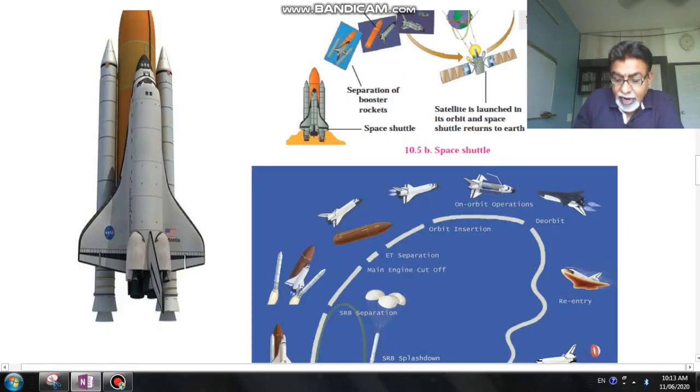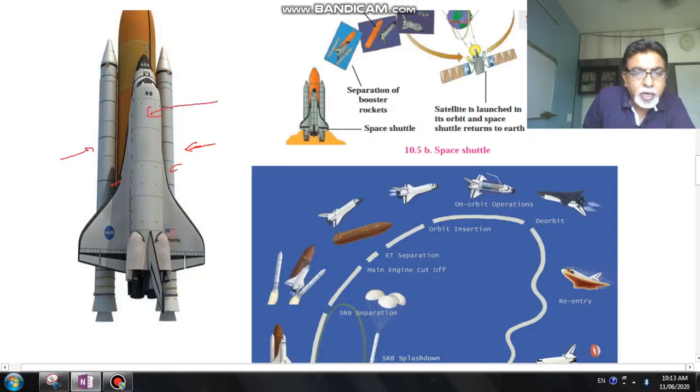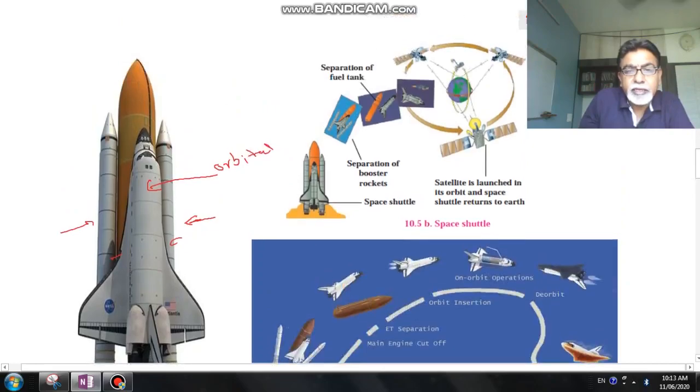Then on both sides here, these are the booster rockets. The main spaceship is called the orbiter. This is the orbiter, this is the booster rocket, and this is the main fuel tank.